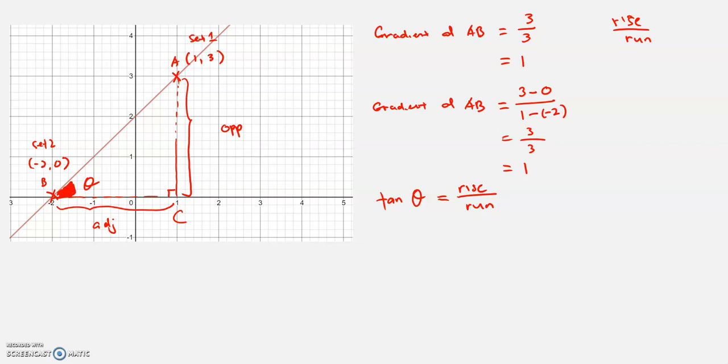With this in mind, we can therefore conclude that the gradient of a line segment can also be calculated by using tangent theta.